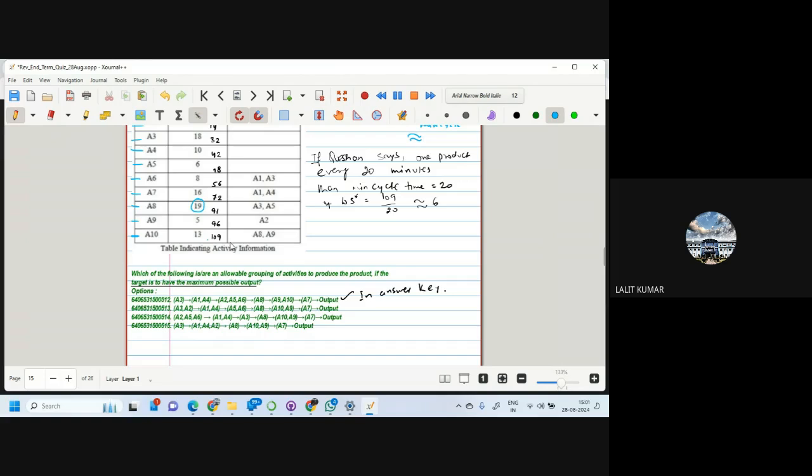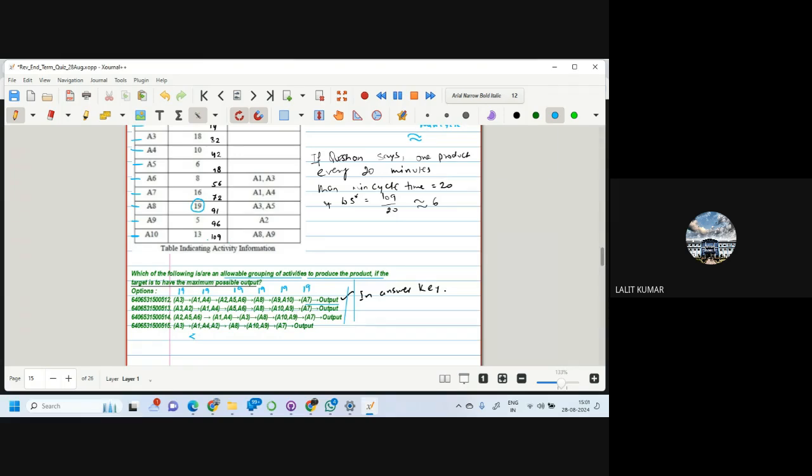Now with this 6, they have asked which of the following is or are an allowable grouping of activities to produce the product if the target is to have the maximum possible output. If you check them one by one, you will find that this one is not matching. First of all, the time has to be less than 19. That is the first constraint. The second constraint is that for the activity you are starting, its preceding activity should have completed. When you apply those two constraints, you will get this answer.